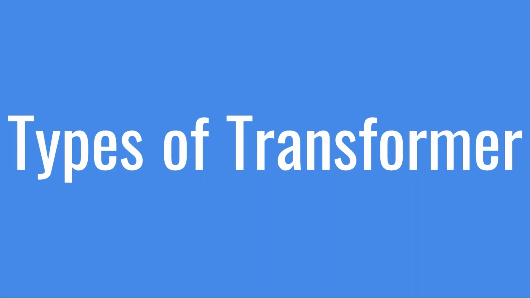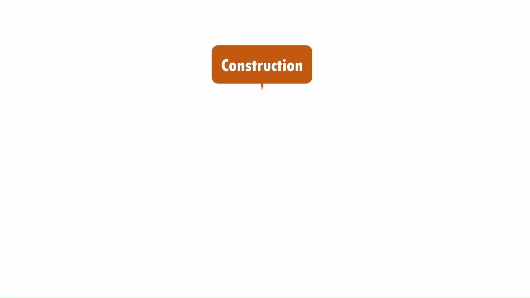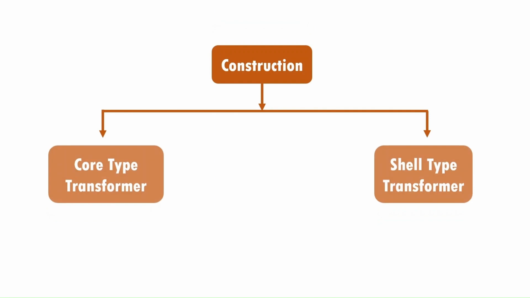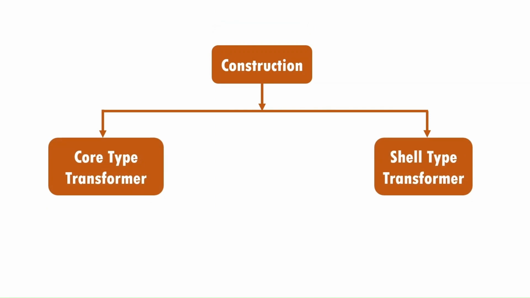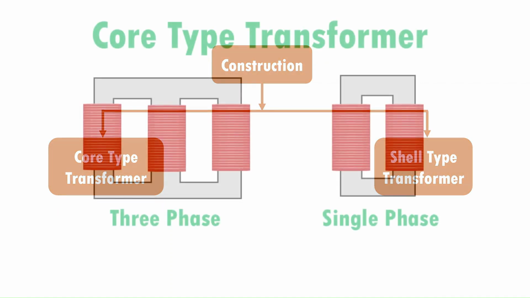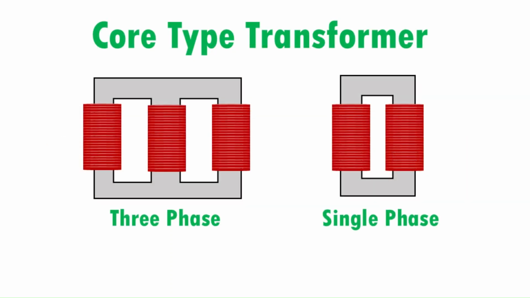Transformers can be classified based on various aspects. Based on the construction, transformers may be classified into two types. First is core type transformer and second is shell type transformer. In core type transformers, the windings are wrapped around the core. The primary and secondary windings are wound around the two different limbs of the core. The core has excellent magnetic properties and maximum flux linkage between primary and secondary winding.